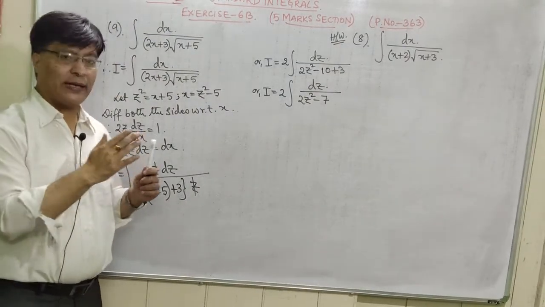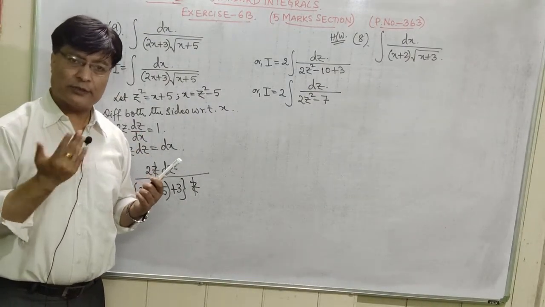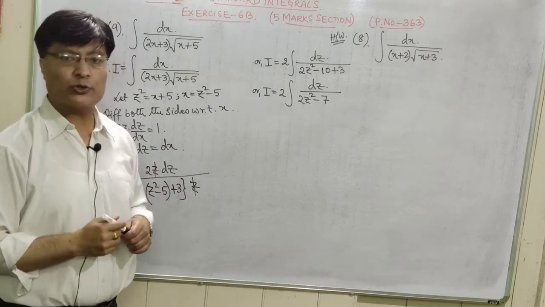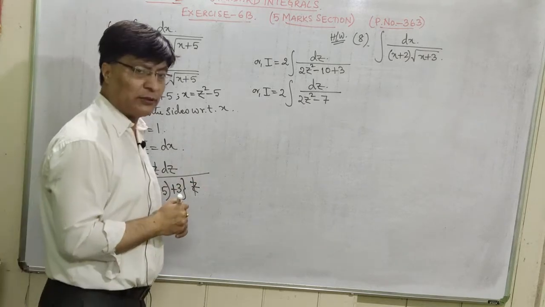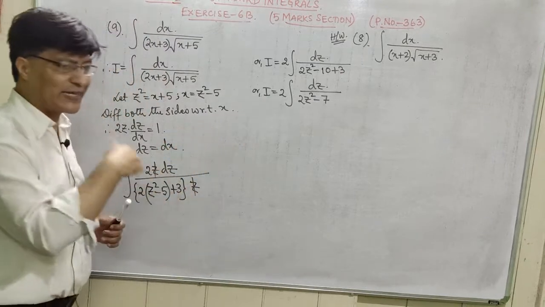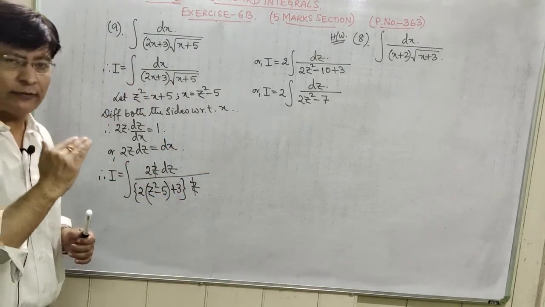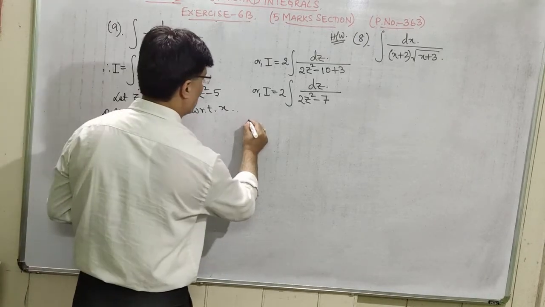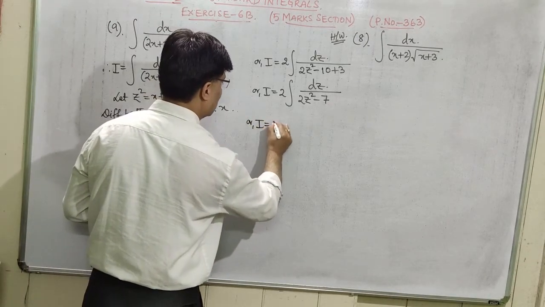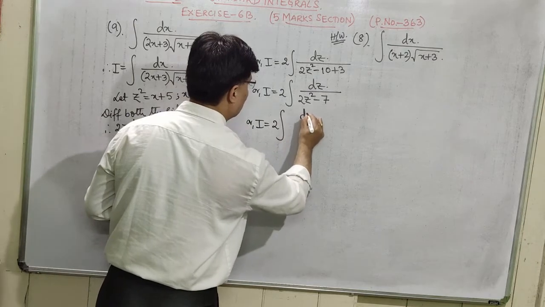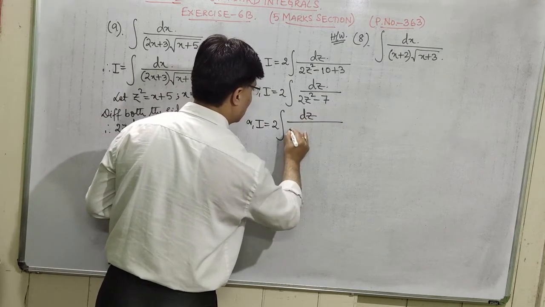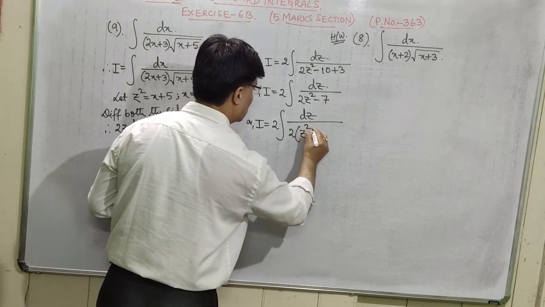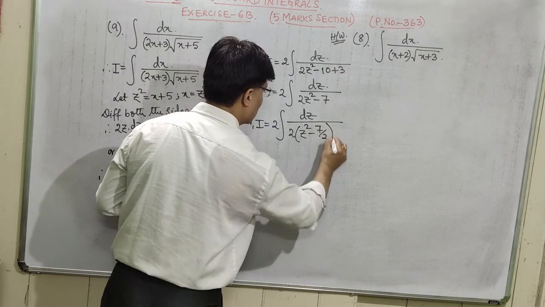So it is z square and only 7 is there. You have to convert it into standard form. Let us make the coefficient of z square 1 by taking 2 common. In order to convert it into a standard integral, always make the coefficient of x square or z square 1. Okay. So now I is equal to 2 integral dz divided by, here 2 is taken common. So it is z square minus 7 by 2.